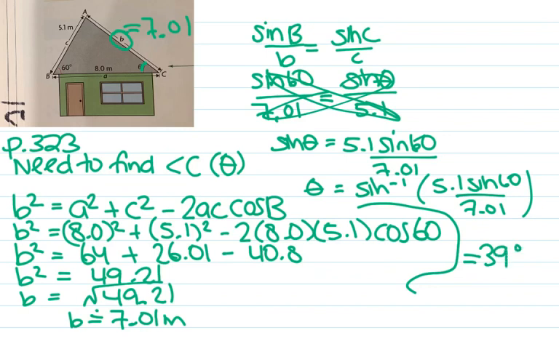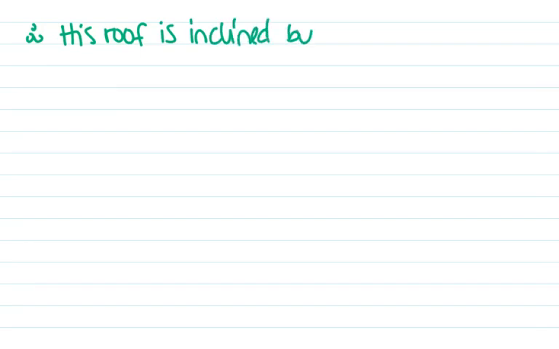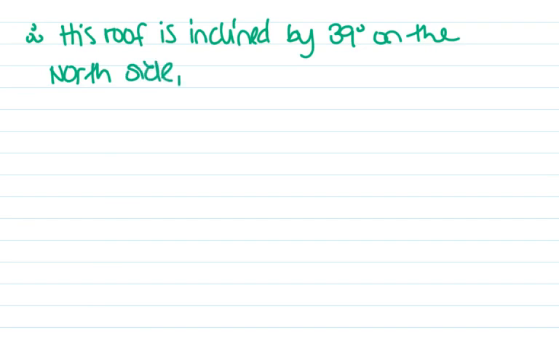So Mitchell's roof, we'll write a therefore statement. Therefore, his roof is inclined by 39 degrees on the north side. So he will be able to install it himself because it's less than 40.